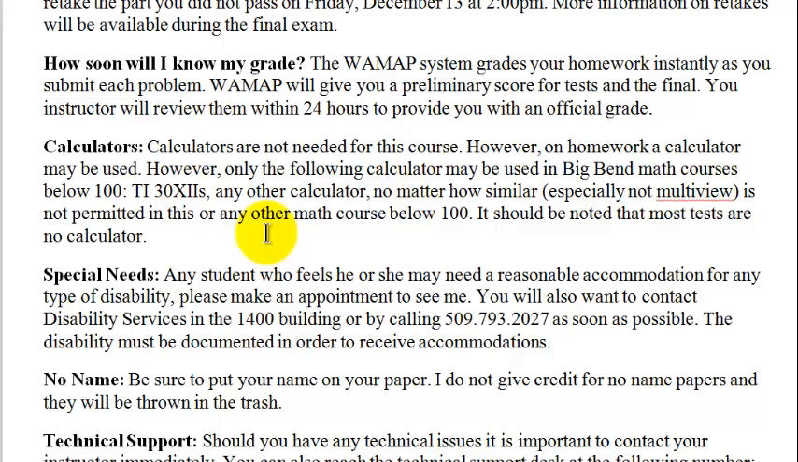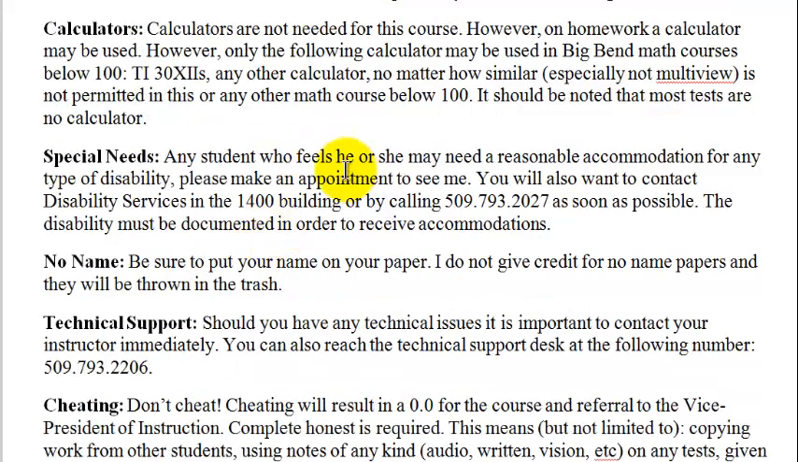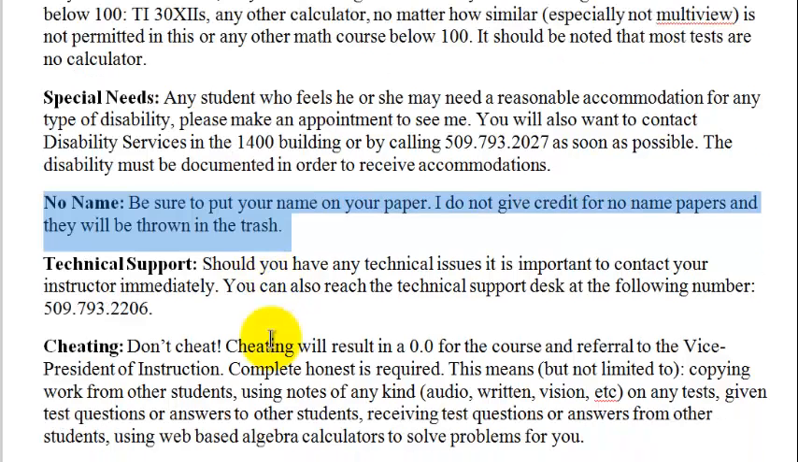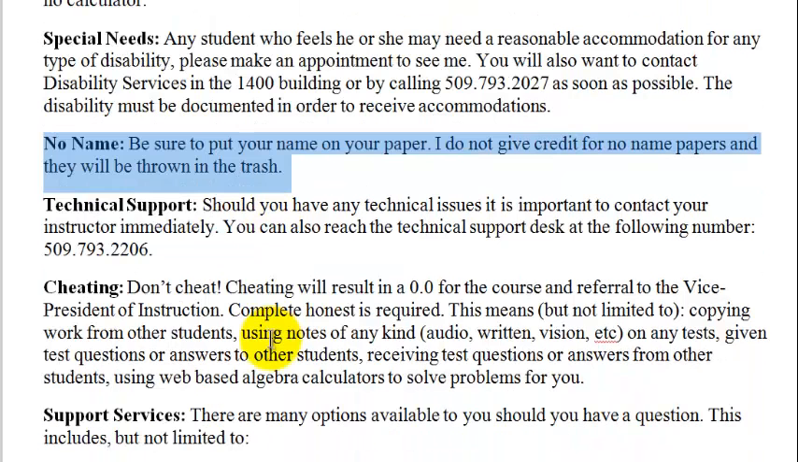Go buy the calculator. If you have a documented disability that you need a reasonable accommodation for, obviously I need to know about that with the appropriate paperwork. I ask that you put your name on your papers. No-name papers get thrown in the trash. It's too much work for me to track down who they belong to. Put your name on your work.